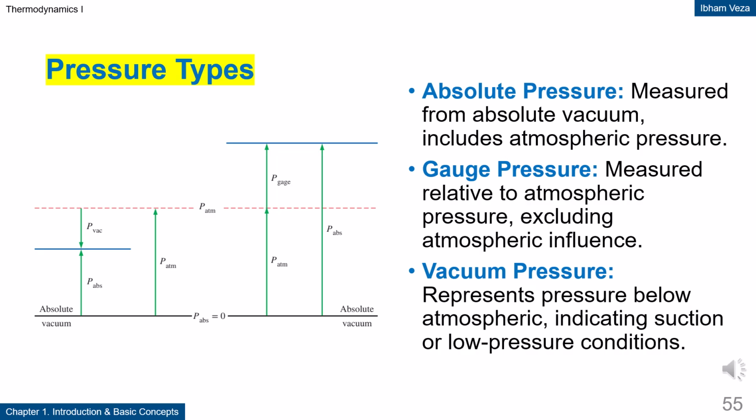Pressure types. Absolute pressure is measured relative to a perfect vacuum. Gauge pressure is measured relative to atmospheric pressure. Vacuum pressure indicates a condition where the pressure is below atmospheric pressure. The relationship among these pressures is very important in fluid system analysis. Misunderstanding pressure types can lead to design and analysis errors.